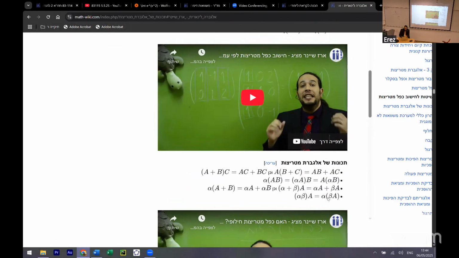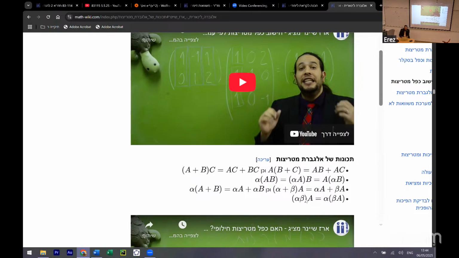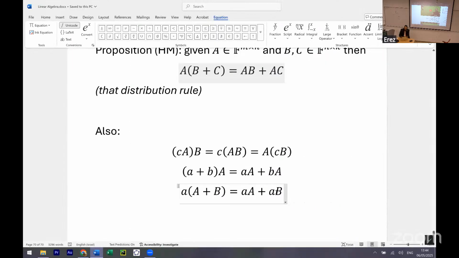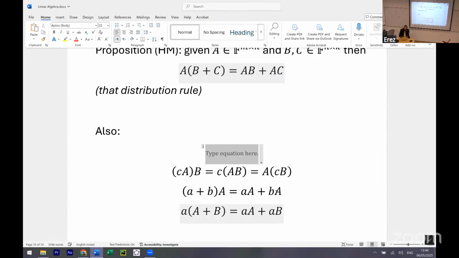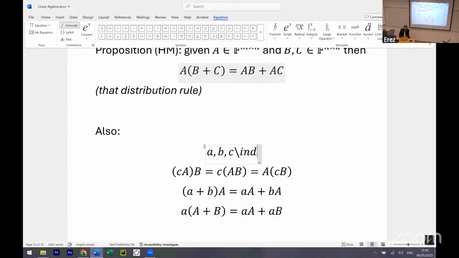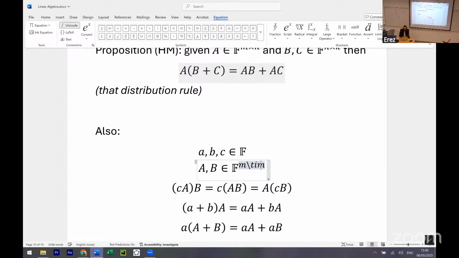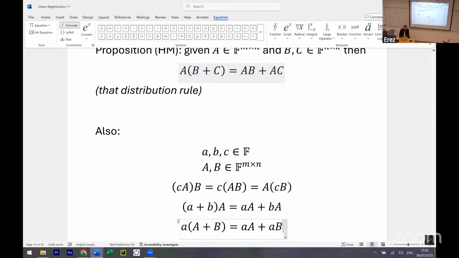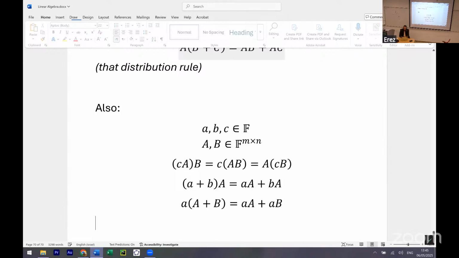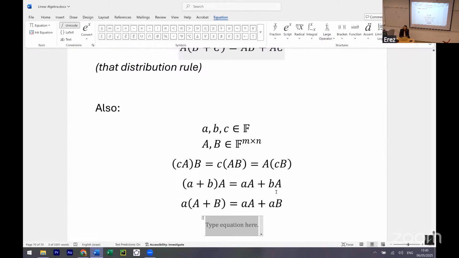ABCs. Oh, I didn't write the last one. Small C and small A are scalars. And lastly, A, B, and C are members of the field. A and B are matrices. Okay, now I wrote it more formally. And the last rule I forgot was A times B times A equals A times BA.